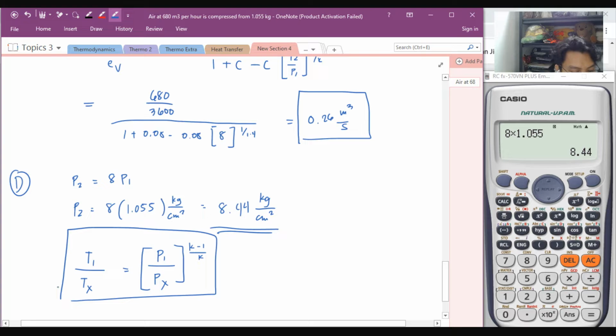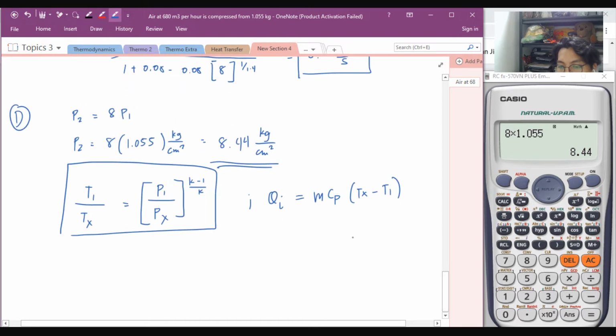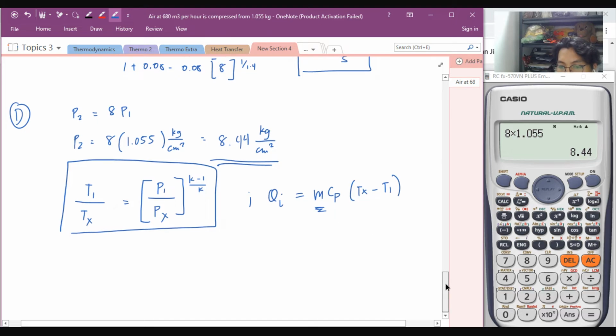Paano makukuha yung intercooler heat rejected? So, that is, yung Q intercooler is equal to M, mass ng air, times CP, TX minus T1. Saan mo kuha tong M? Sa 1. Kuha mo yan sa 1.